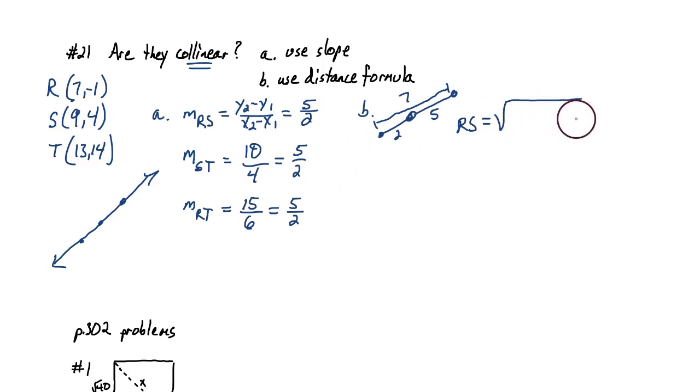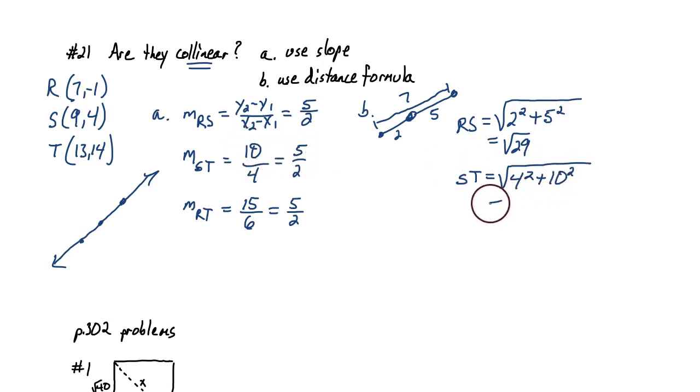Remember that in the distance formula, you're subtracting x values and subtracting y values. When we subtracted x values before, we got 2. When we subtracted y values, we got 5. This makes the square root of 29. Let's now find the distance from S to T. When we were doing our slope and we subtracted x values, we got 4. And when we were doing slope and we subtracted our y values, we got 10. This makes the square root of 116.